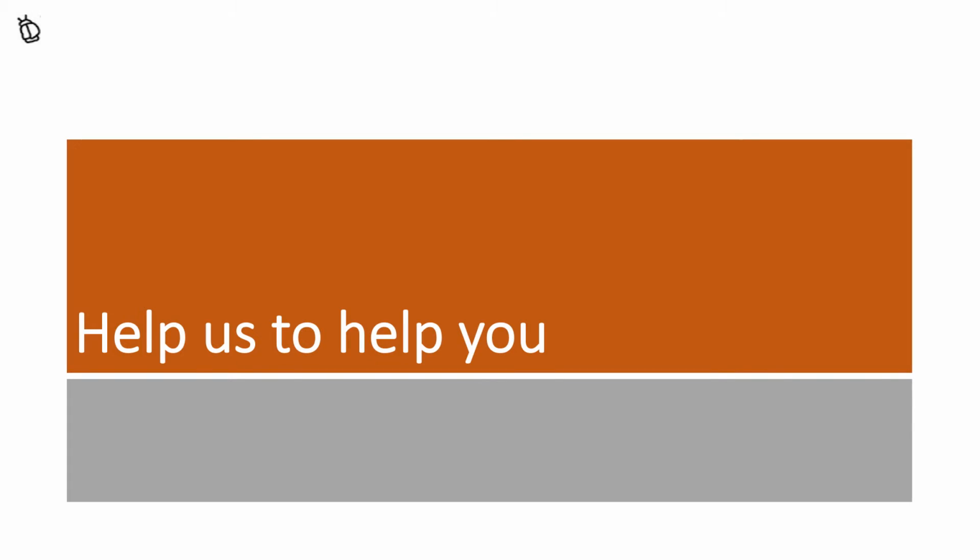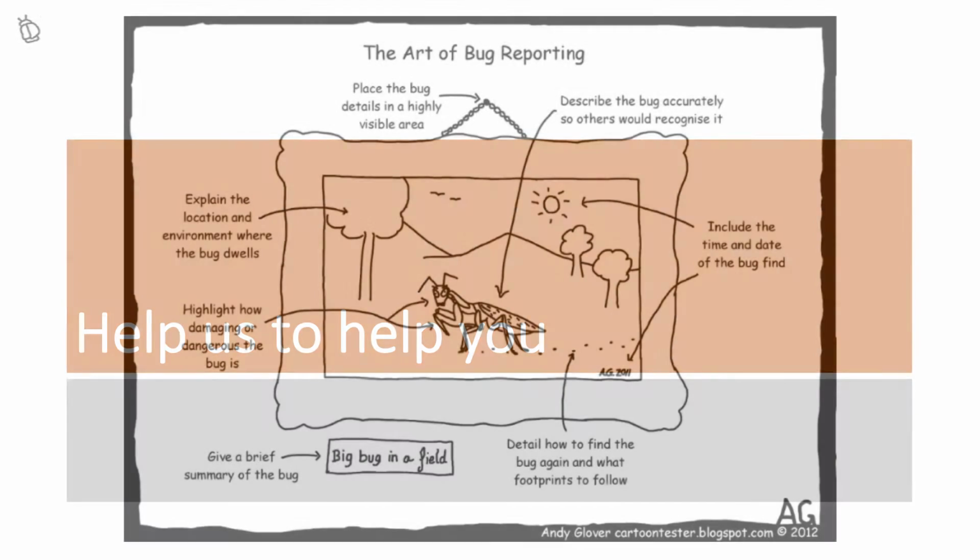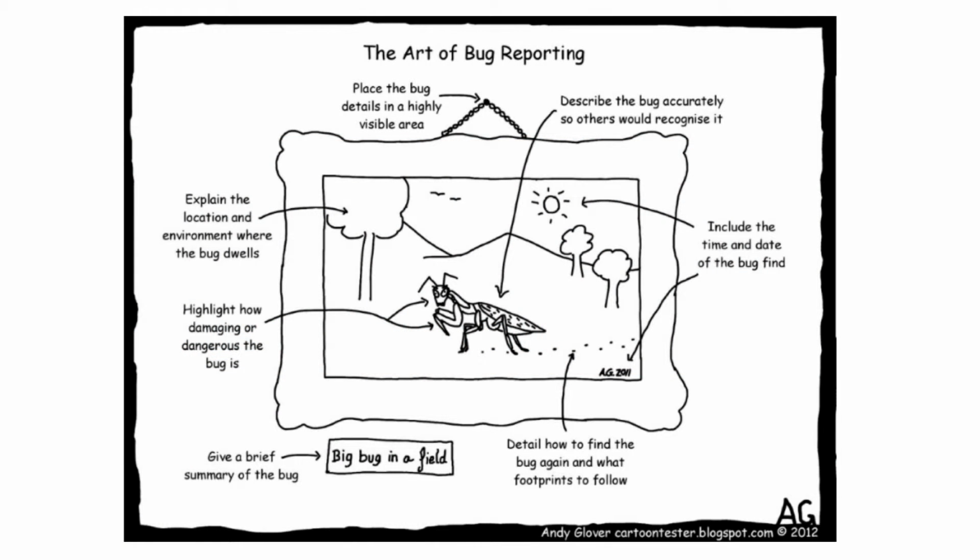So if you do come across a bug or an issue and need to report it to us, how can you help us to help you? That's it. So the art of bug reporting. What are the useful things that you can tell us to help us find the bug?